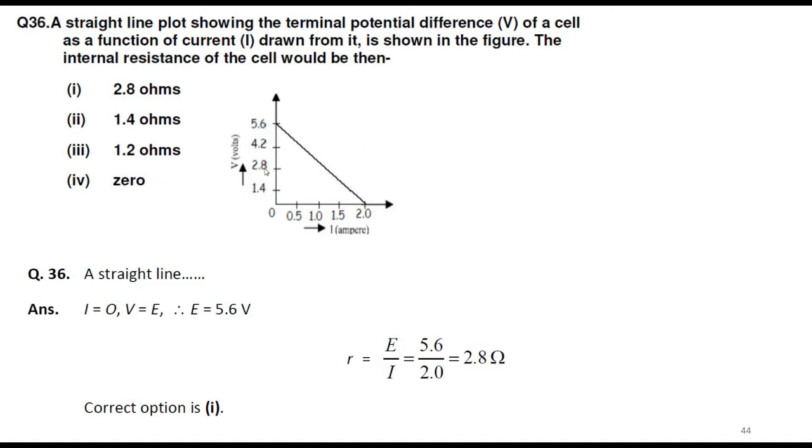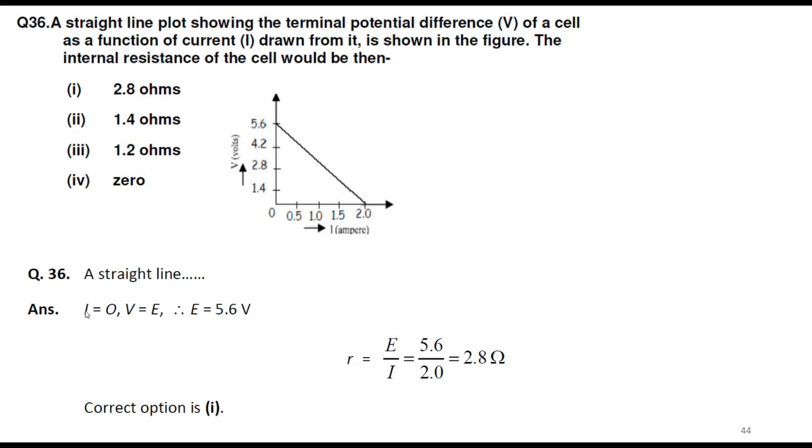Y axis you have got terminal PD, X axis you have got current, which is I in amperes. The circuit consists of a battery and an external resistance. The battery or the cell has some internal resistance, and the answer for question number 36 is option 1, that is 2.8 ohms. This is the explanation given in the official key.